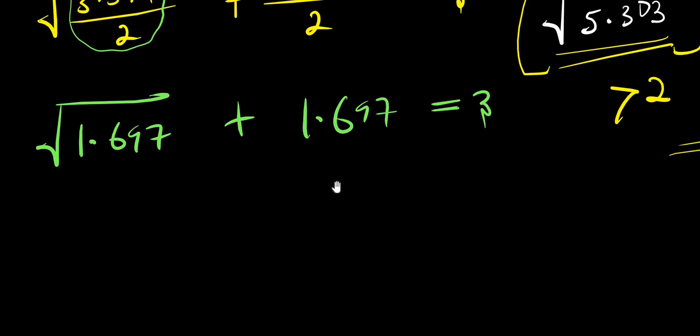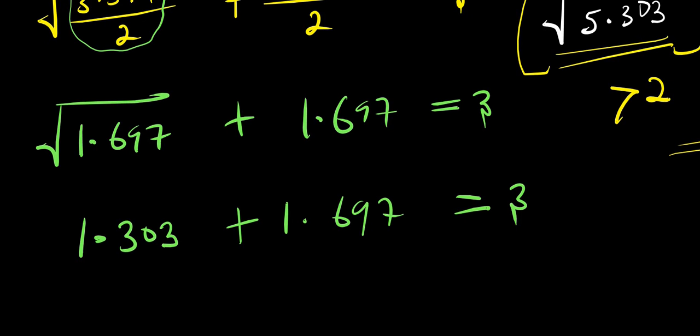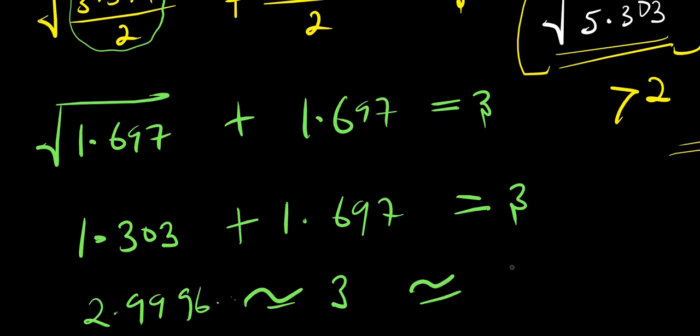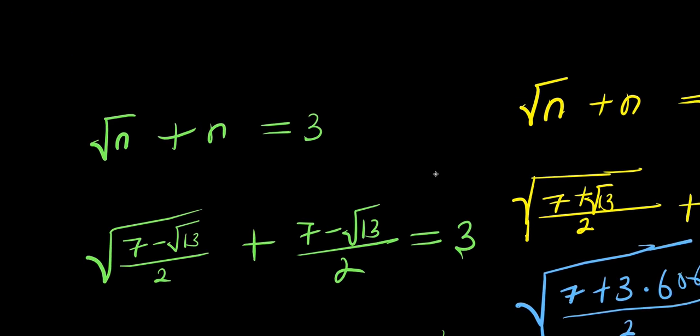So let's do that immediately. I have square root of 1.697, that is 1.303 approximately, plus 1.697. This equals approximately 3, because what you are getting here is 2.9996 and so forth. So approximately, you have 3, and this is approximately 3 here. So that means this particular solution here obviously satisfies the equation, guys.